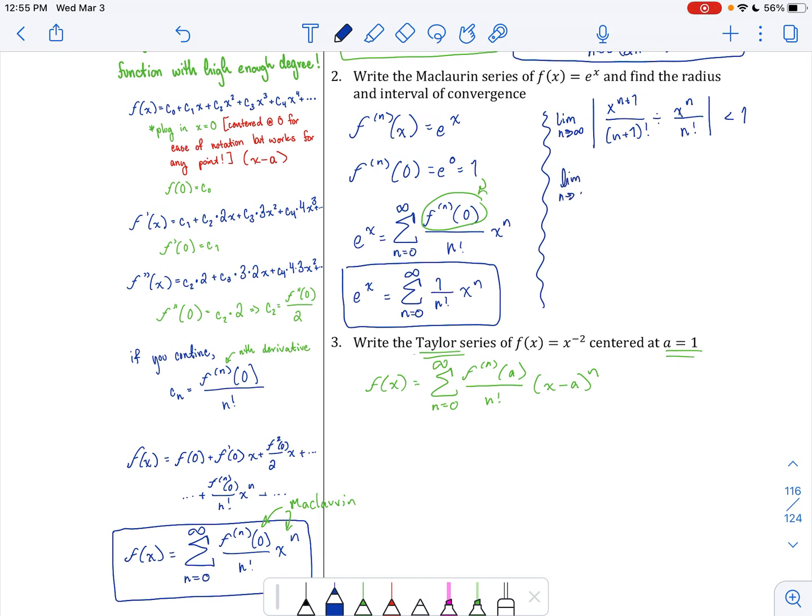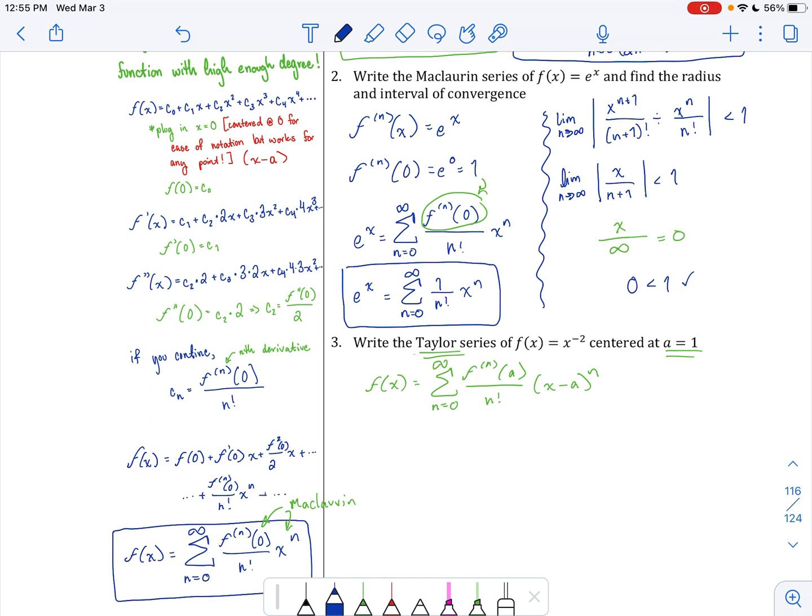Simplify that. We end up with the limit of the absolute value of x over n plus 1. Whoops, it's not less than 0, it's less than 1. That's just through canceling out with that term there. Now, what you'll notice here is that as n approaches infinity, we get x over infinity. x stays the same, but if you divide any number by infinity, you do get 0. So this limit equals 0, which is less than 1.